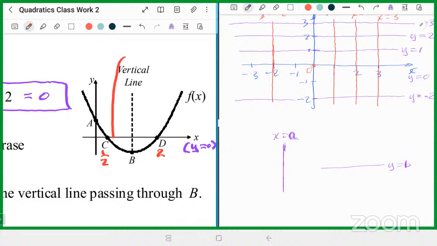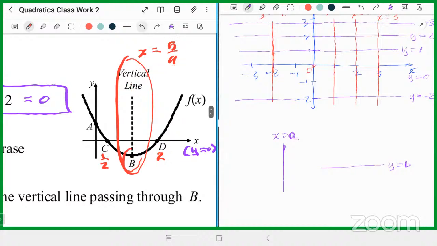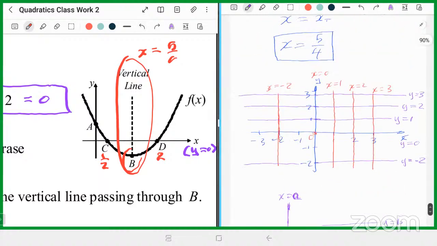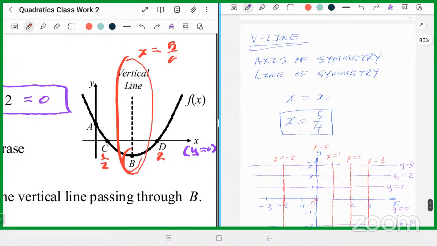The axis of symmetry over here is a vertical line, so the equation of it must be x equals some number. What number is that? The x value at this point. The x value at that point is 5/4, because all points on this vertical line are going to have the same x value. That's why that is the equation as well. So that's the equation of the axis of symmetry. I just wanted to spend some time on that a little bit.